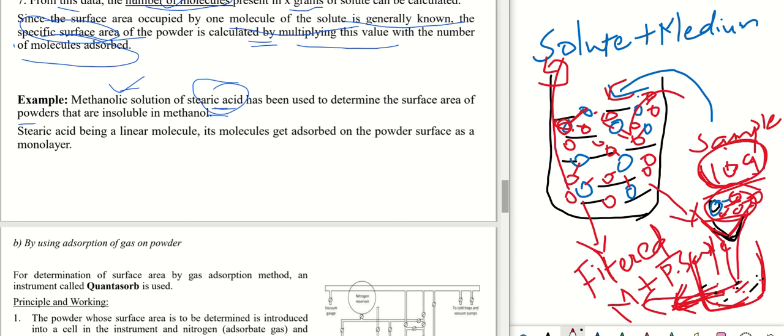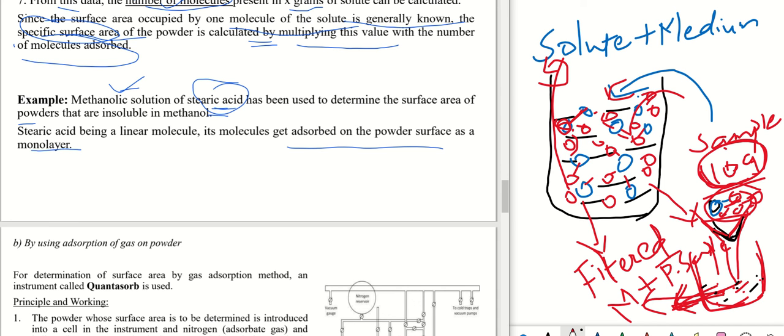So why only stearic acid? It is a linear molecule, hence it will promote only adsorption of a monolayer. Only one layer will be adsorbed. So we need to choose the solute molecule in such a way that it is linear, because it promotes the formation of a monolayer. So the molecule gets adsorbed as a monolayer. This is the principle of using a solute as adsorbate.